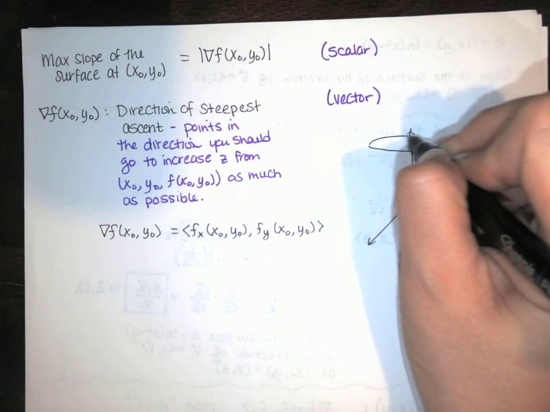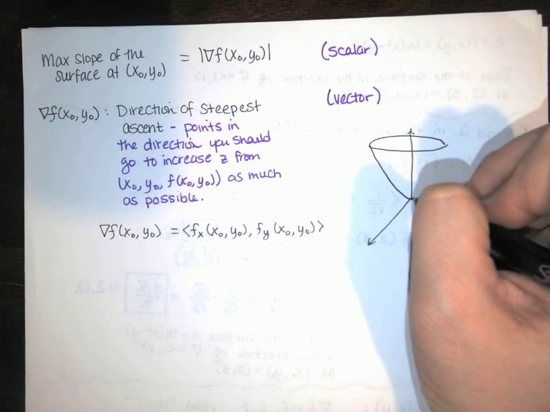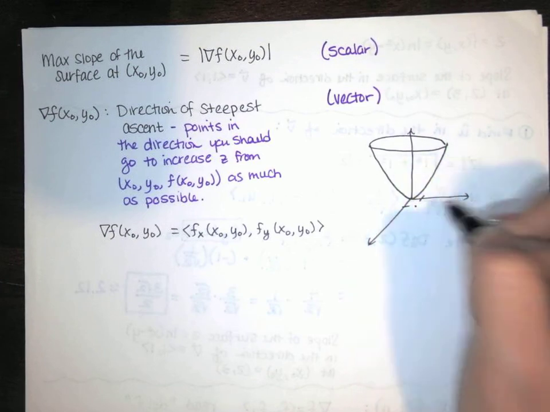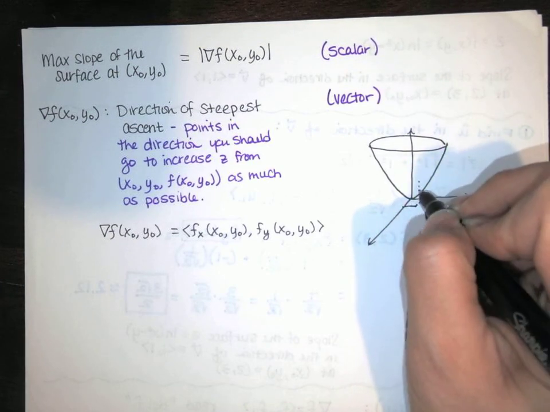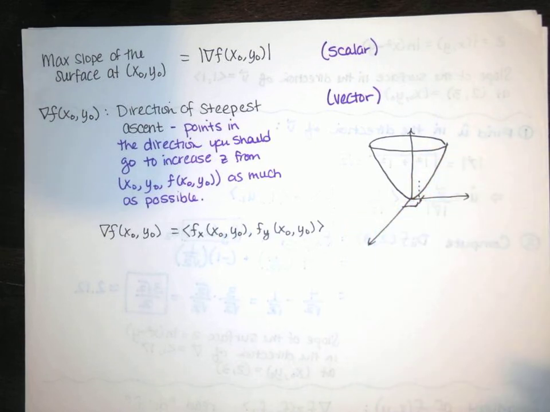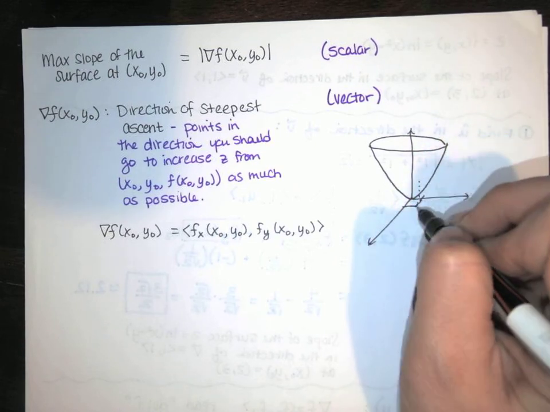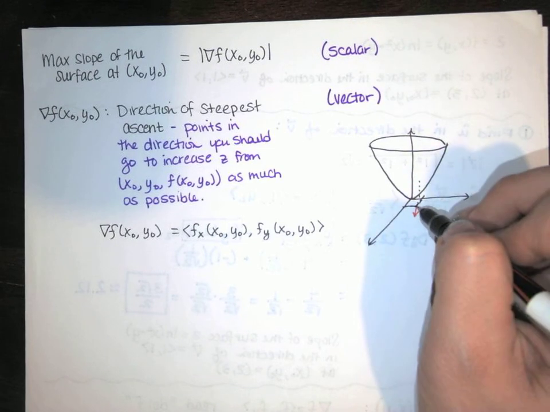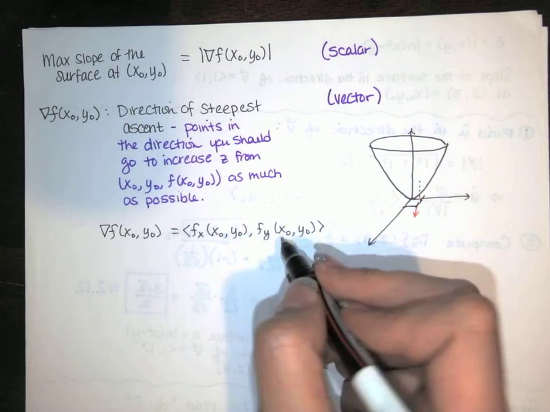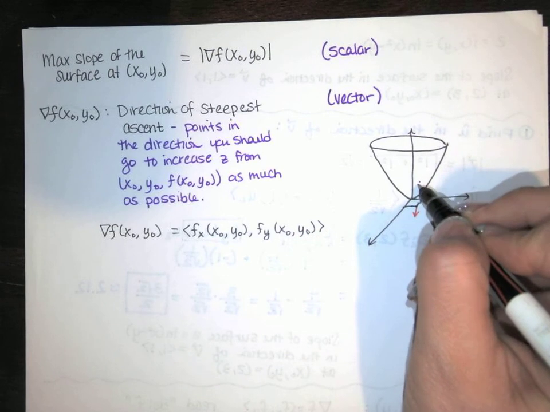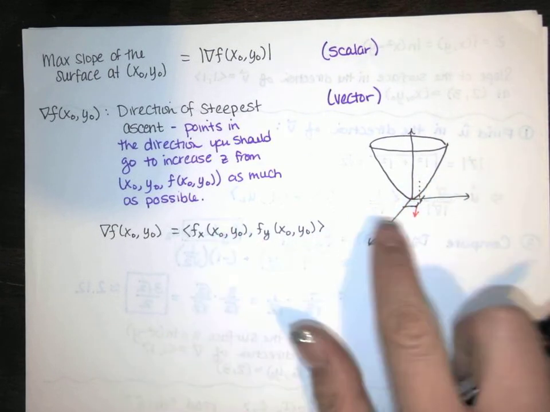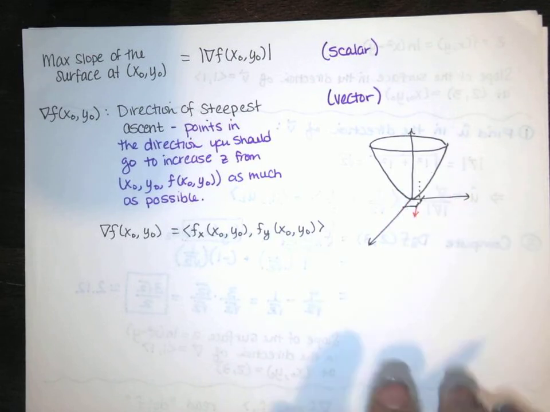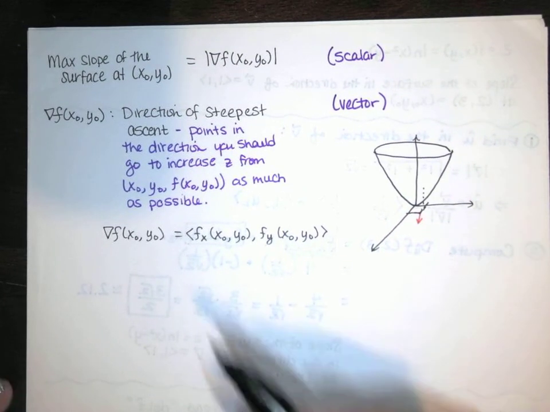Maybe we're talking about an elliptic paraboloid. Maybe we're talking about something that looks like this. If you're here at this point, and you're trying to figure out, well, which way should I go to increase z as much as possible? You might have to go like in this direction, something like that. But this vector has no z component. It's not like it's pointing up over here. This is saying, keep going that way on the surface, and then the z's are going to go up as much as possible. Okay, so that's direction of steepest ascent.